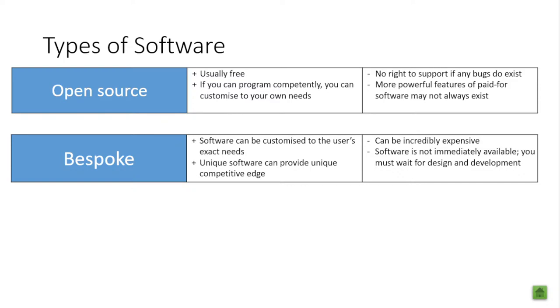An example of that could be a fancy new blockchain application. There's not going to be open source software for that potentially. So I have to get it made bespoke and tailored. And the problem with that is it can be incredibly expensive, and that's simply down to the development time. You're going to employ people to create something that they've not done before, something potentially new, and that takes time. And time is money.